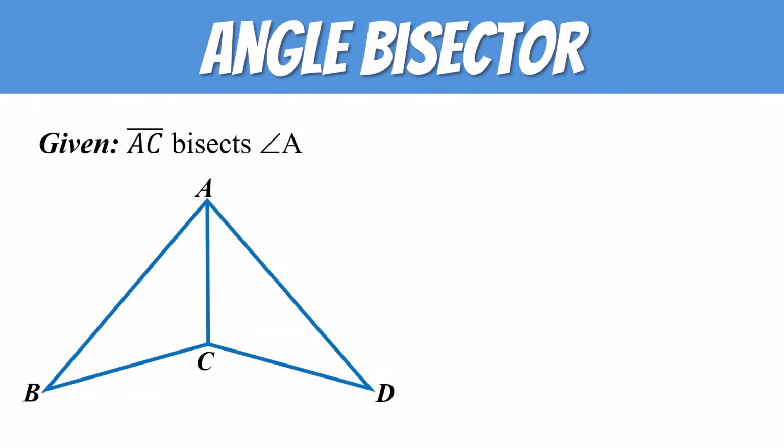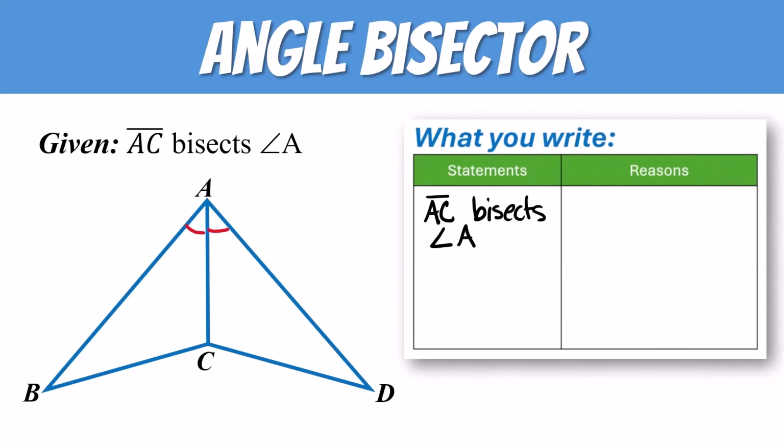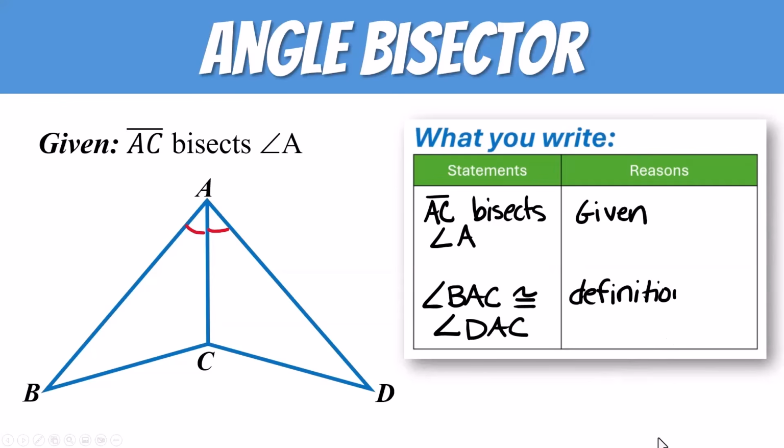Bisector, but this time it's an angle. So this segment in the middle, AC, is bisecting the great big angle A into two little congruent ones. We got AC is bisecting angle A, that is given information. So then angle BAC is congruent to angle DAC, and the reason is going to be definition of angle bisector.